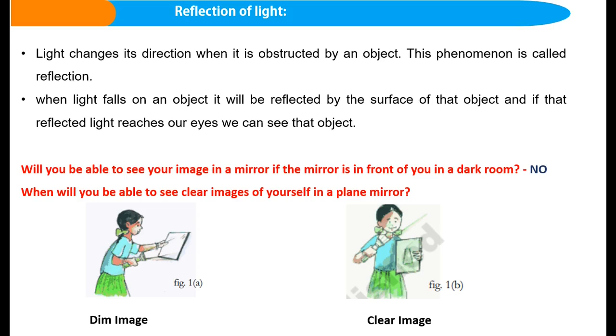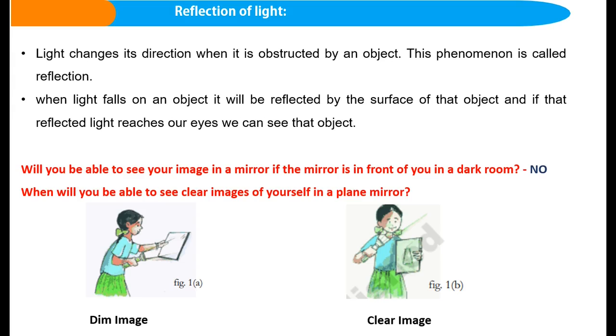Will you be able to see your image in a mirror if the mirror is in front of you in a dark room? No, absolutely not at all. In the dark room, we are unable to see anything. When will you be able to see a clear image of yourself in a plain mirror?